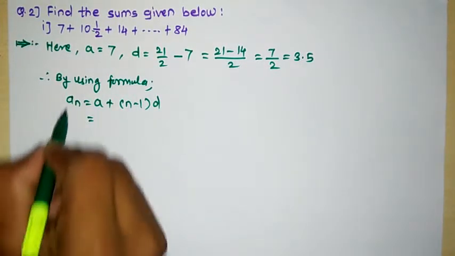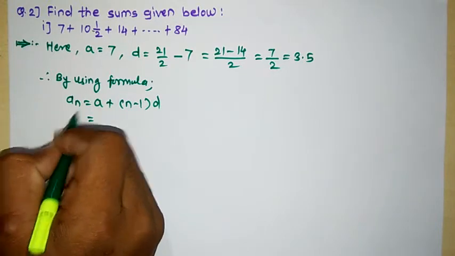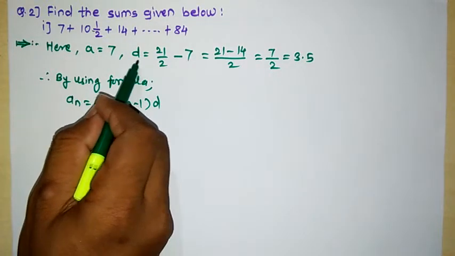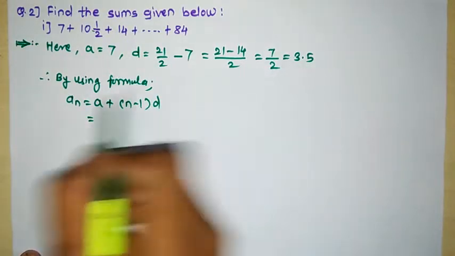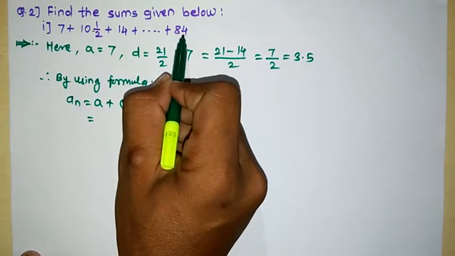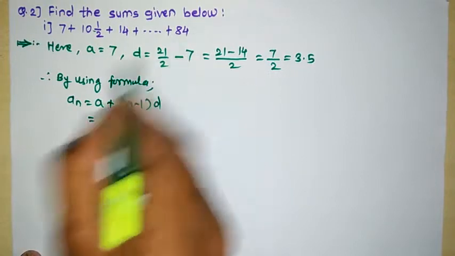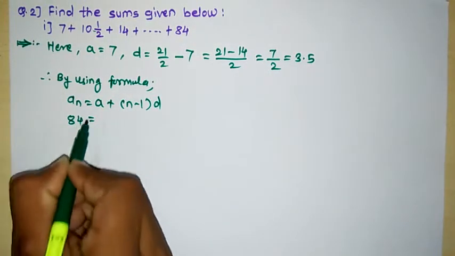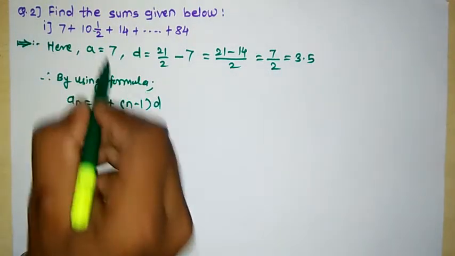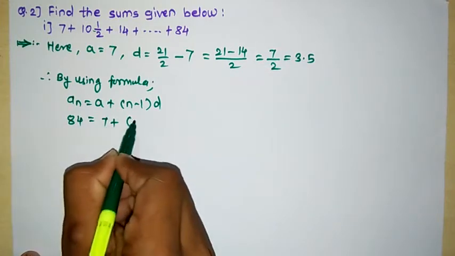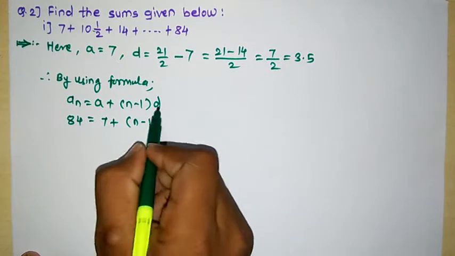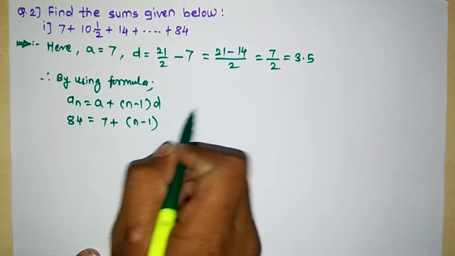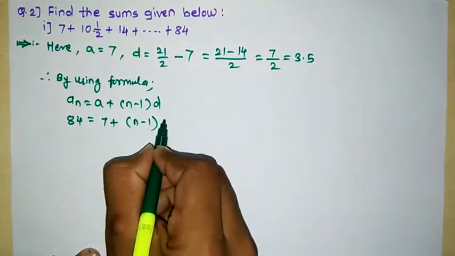See here. Now the first term is given 7 and d, that is the common difference, is given 3.5, and an is the last term. We know that the last term is given as 84. Right, here an is equal to 84 and a is the first term, that is 7. n we don't know, that only we have to find here. Put as it is n minus 1 into d. What is the common difference d here? d is 3.5.